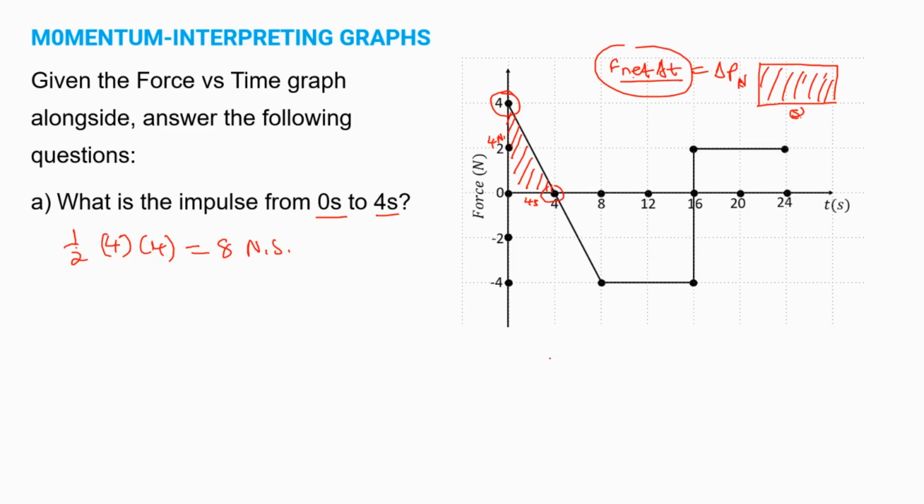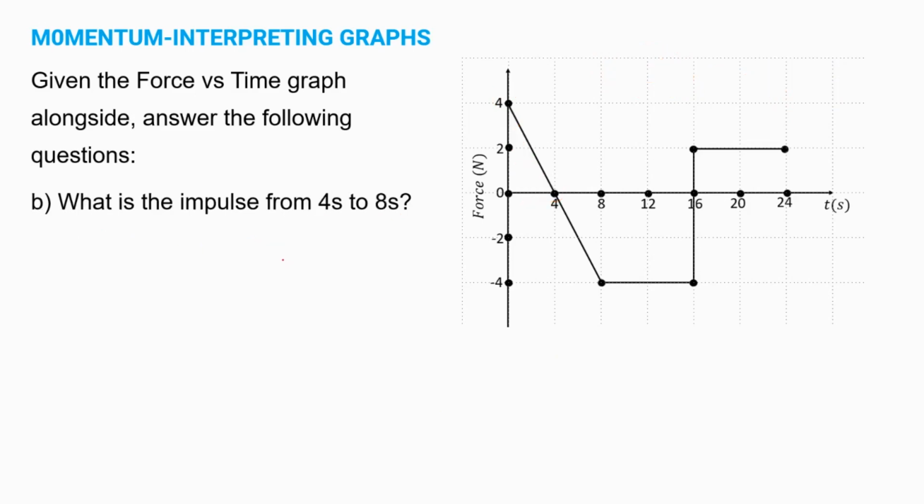And then let's go to question B. What is the impulse from 4 seconds to 8 seconds? Here, 4 seconds to 8 seconds. Again, we have a triangle. Here we say that the impulse is 8 newton seconds. Okay, and then what about here? These triangles look congruent, they look the same, so their areas must be the same.